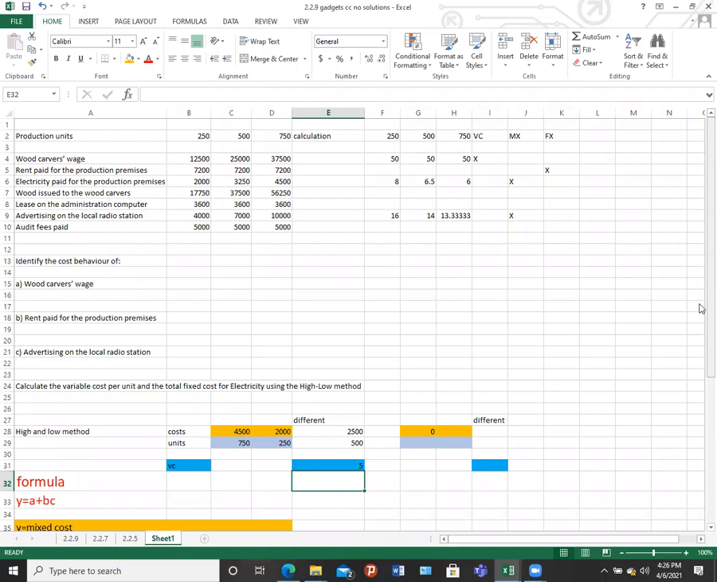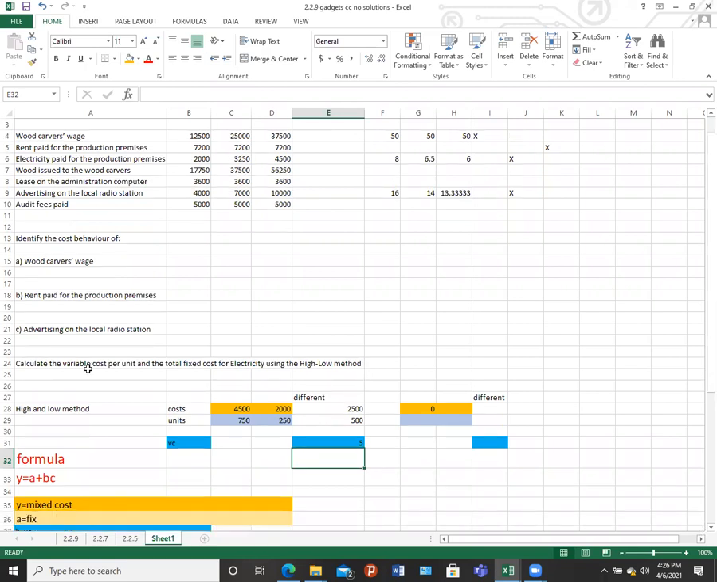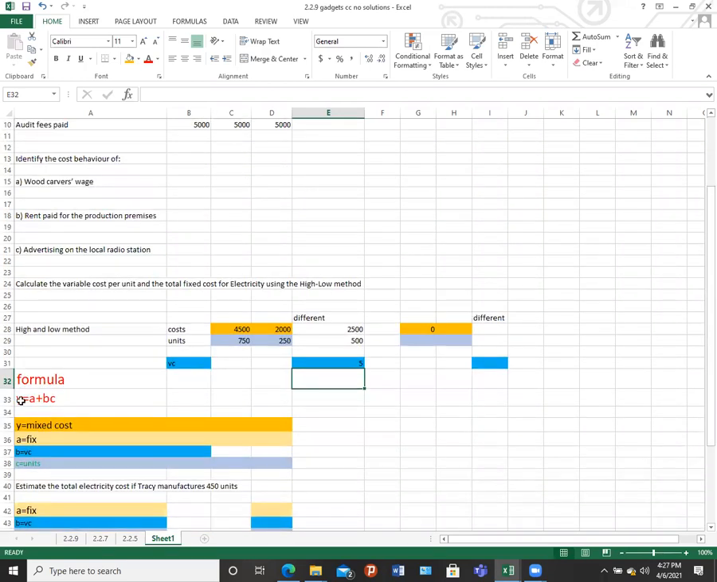If on Thursday they ask you to calculate the variable cost per unit using the high and low method for electricity, this is how. But here, guys, we have been asked to calculate the total fixed cost. But we are using this method. Here, guys, is a formula. Y is equal to A plus BC, or you can say Y is equal to A plus BX.